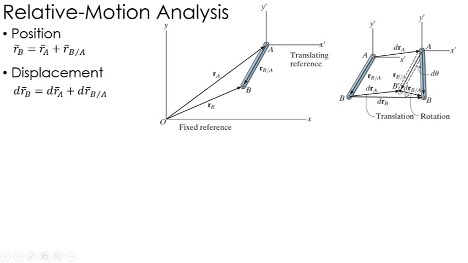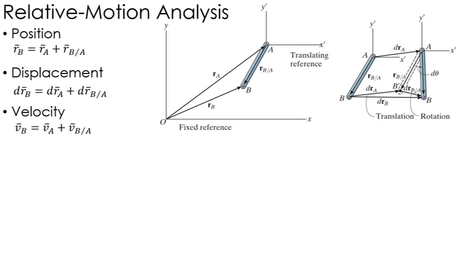Then I have a change in the relative position, RB with respect to A. Okay, so then adding up those, I just get dRA plus dRB with respect to A, and that equals dRB. Okay, so that'll give me the displacement of B, knowing the displacement of A as well as the change in the relative position of B with respect to A.